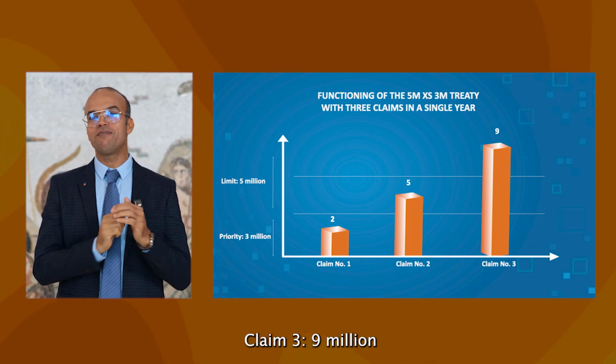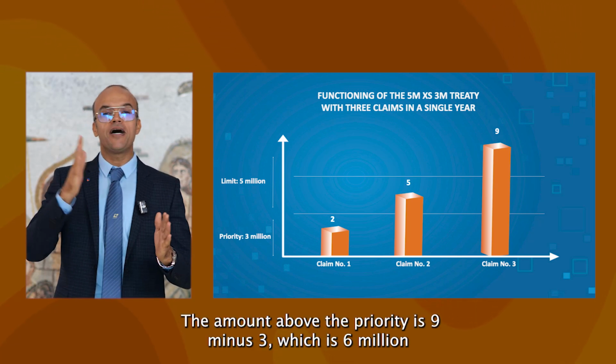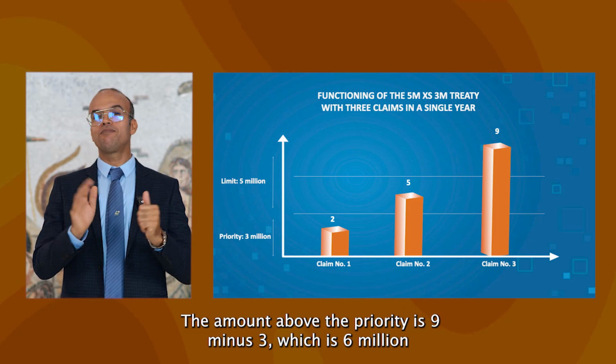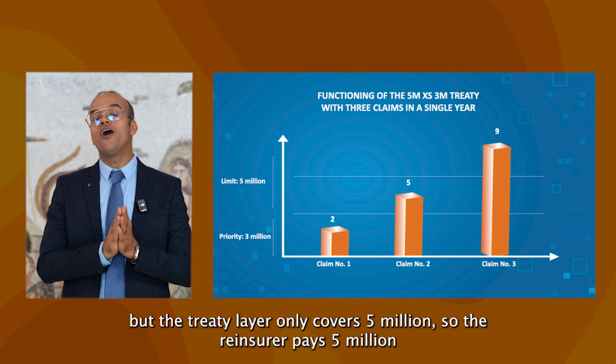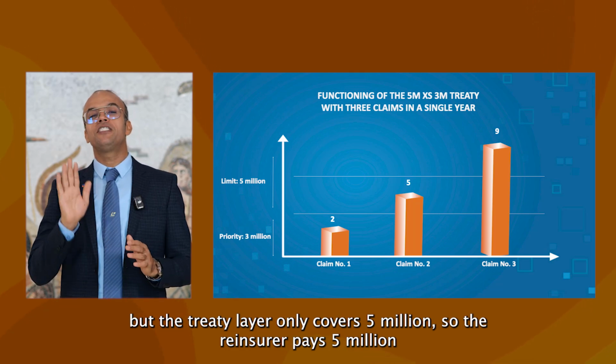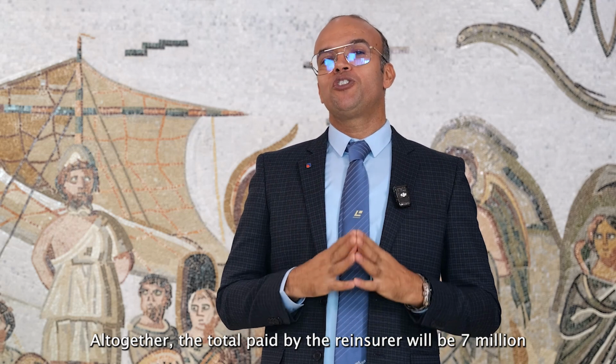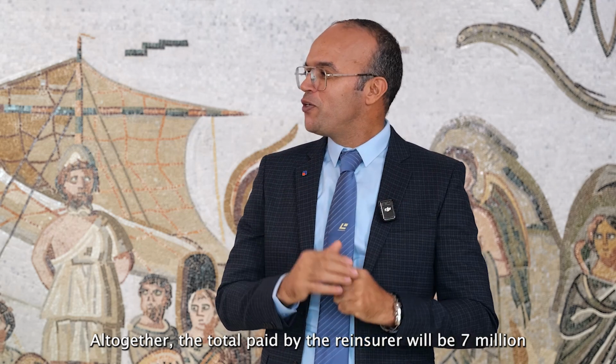And the third claim is 9 million. The amount above the priority is 9 minus 3, which is 6 million, but the treaty layer only covers 5 million. So the reinsurer pays 5 million. Altogether, the total paid by the reinsurer will be 7 million.